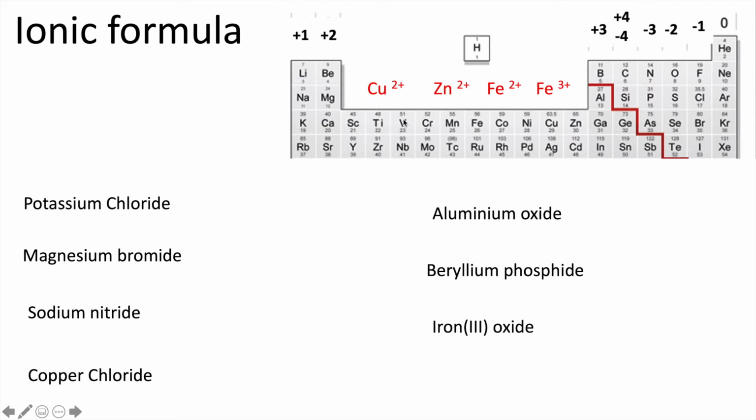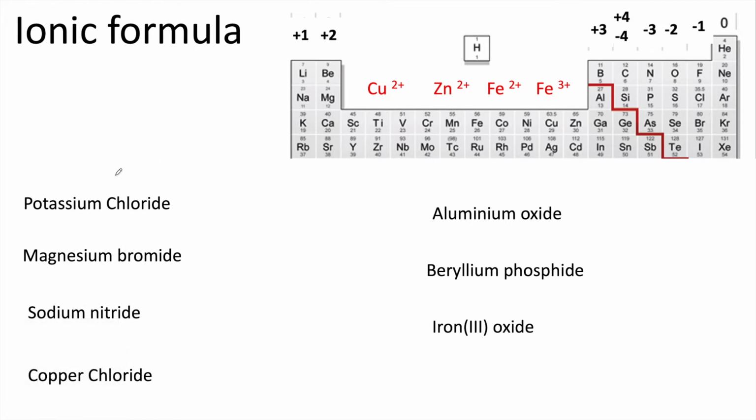Now, the only transition metals you need to know about are the following. Both copper and zinc form a +2 ion. Iron is an actual transition metal because it forms more than one type of ion. So it can form iron 2 or iron 3, and you'll be told in the formula which one it is. So let's go and practice each of these.